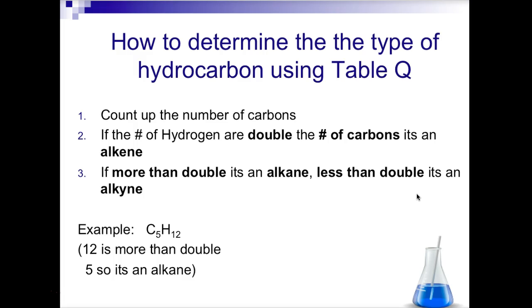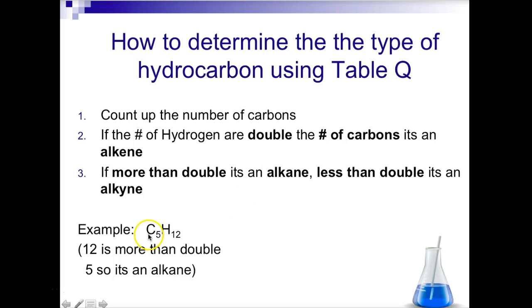So how do you determine the type of hydrocarbons using table Q? The first thing you need to do is count up the number of carbons. If the number of hydrogens is double the number of carbons, then it's an alkene. If the number of hydrogens is more than double the number of carbons, then it's an alkane. And if it's less than double, it's an alkyne.